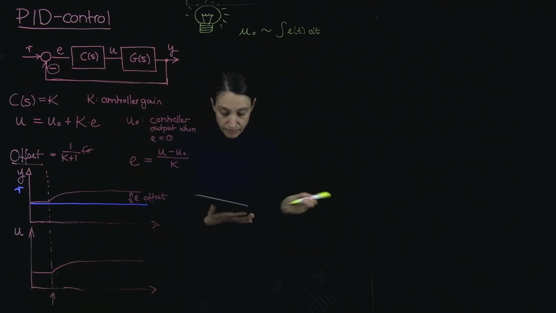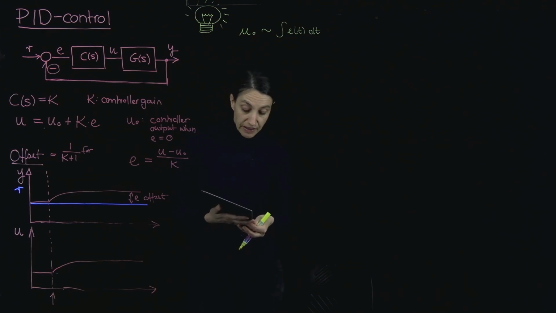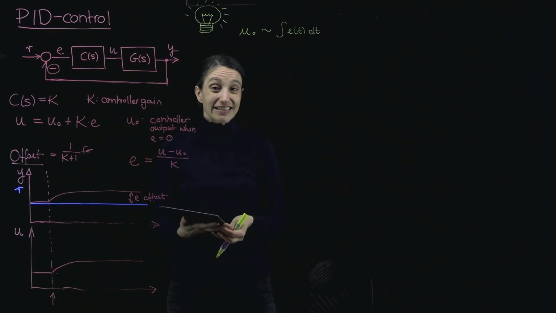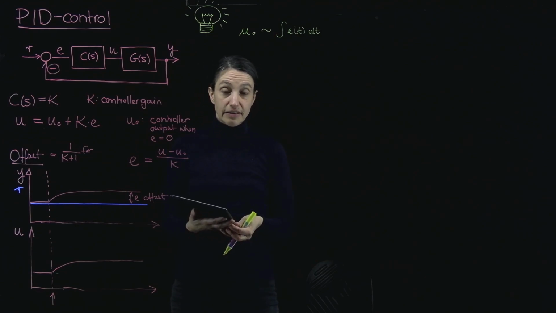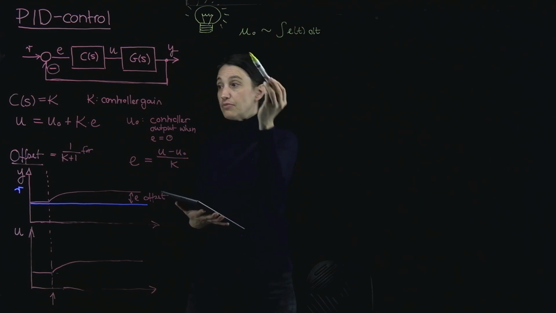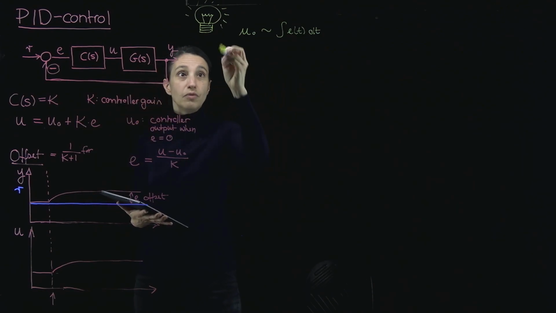Because then there will always be a control action unless e of t equals 0. I'll show you that in a minute. In the meantime, I want to summarize the control law. This is what we call the control law.